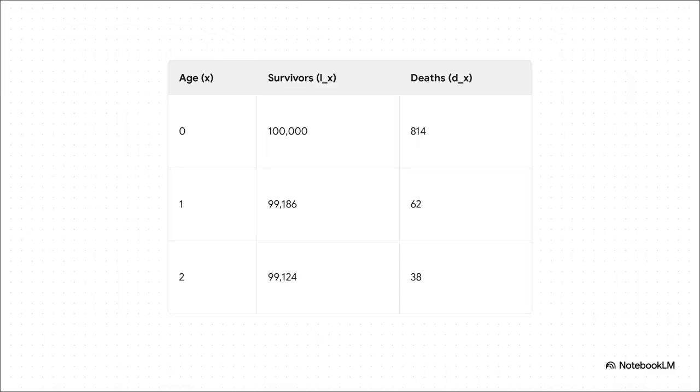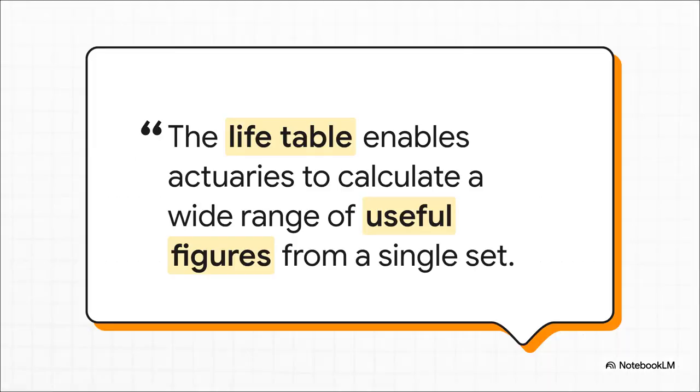Let's look at a real example. At age 0, we start with our 100,000 survivors. The table shows 814 deaths during that first year. You do the math. 100,000 minus 814 is 99,186. And that's exactly the number of survivors we have at the start of age 1. It's a beautifully simple process that just repeats, all the way down the table. And the power really is in that simplicity. From just these two basic ideas, survivors and deaths, this one table becomes the foundation for calculating all sorts of probabilities. And from there, you can figure out the price of an insurance policy.